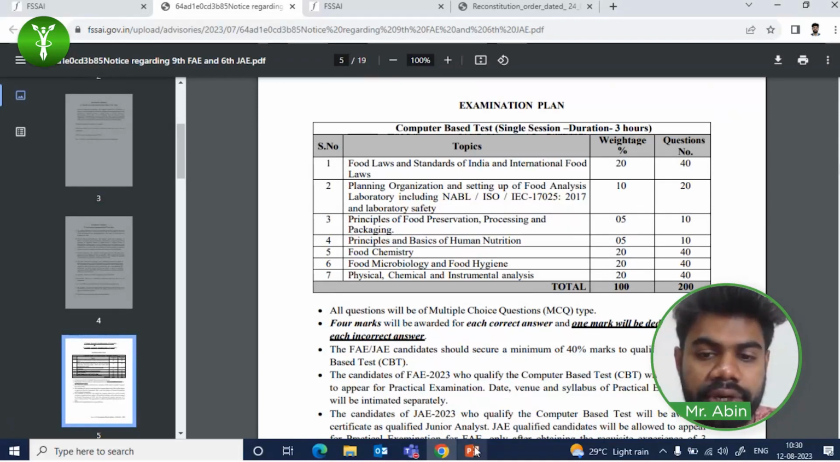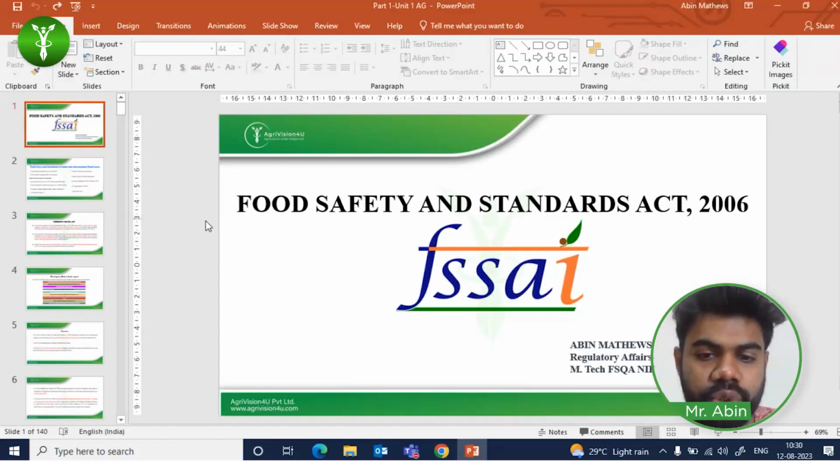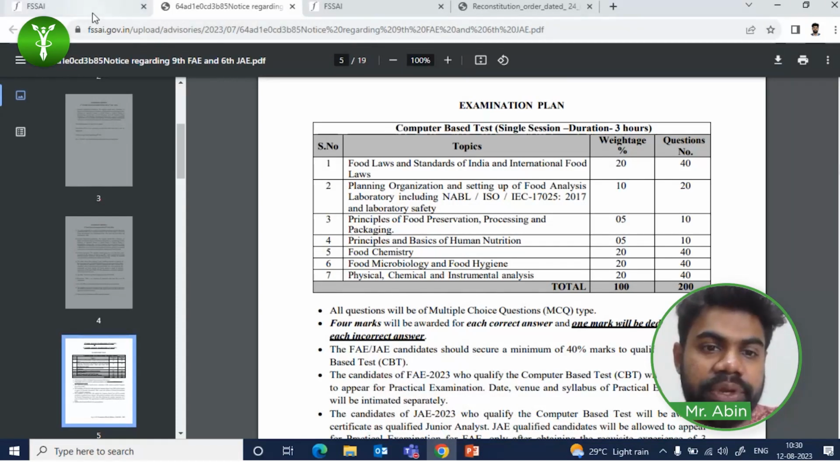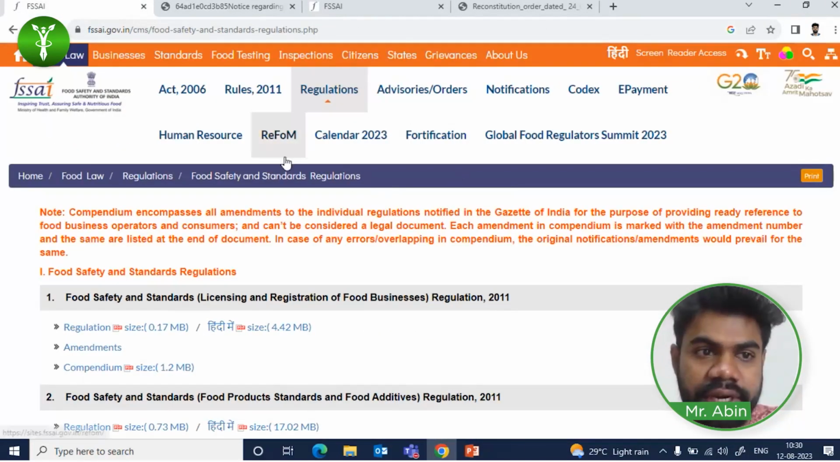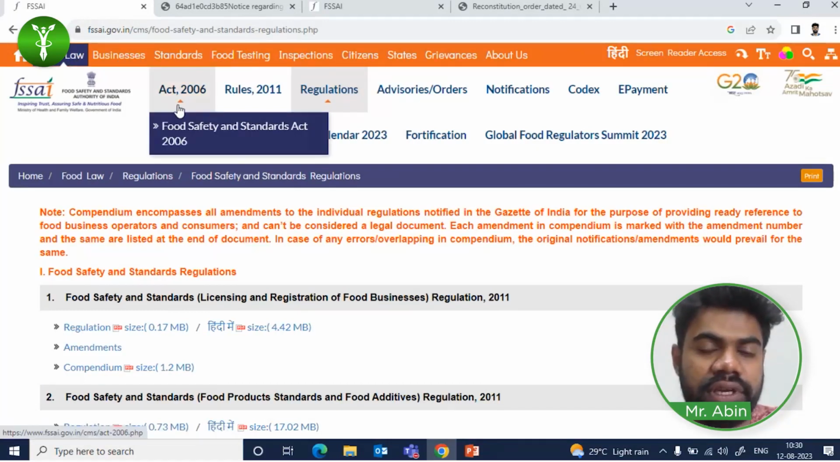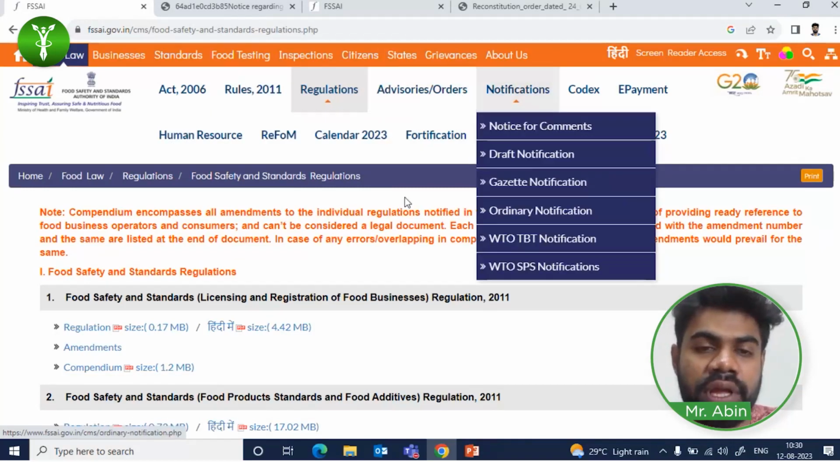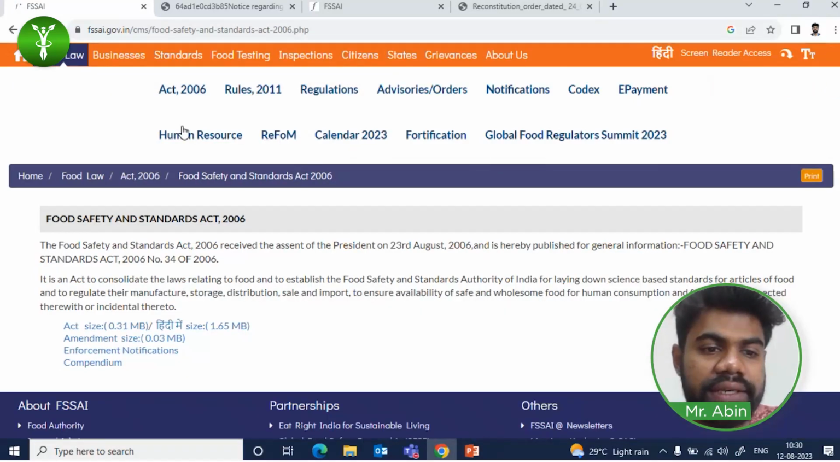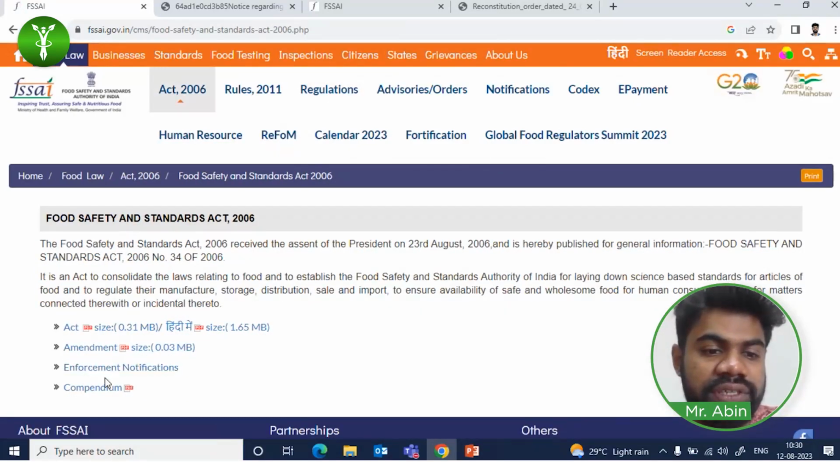Before going into the topic, I'll show you whatever we are studying, whatever I have made, the reference is for FSS Act rules and regulations. It is FSSAI's official website only. So I'll show you how to read and study things from here. If you go into the FSSAI website, you will see these major headings here. Click on this Food Law, and there you will see Act, rules, regulations, advisories and all. If you click on Act, you will get this act, amendment, enforcement, notifications, and compendium.